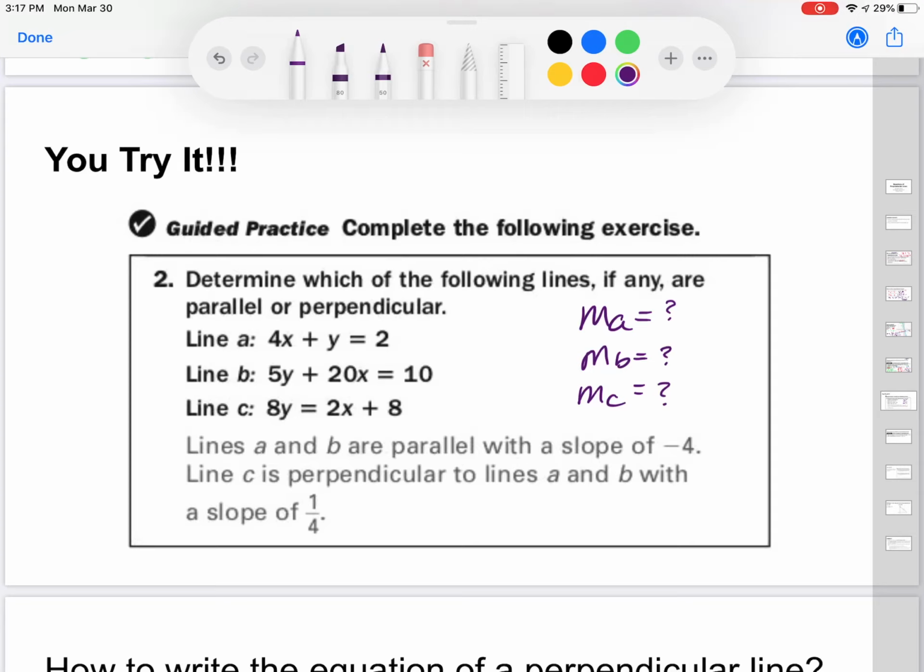So now pause the video and work this out on your own paper. And again, the answer is included, so you'll be able to check your answer. All right. And when you're ready, click play and we'll continue on with the lesson.